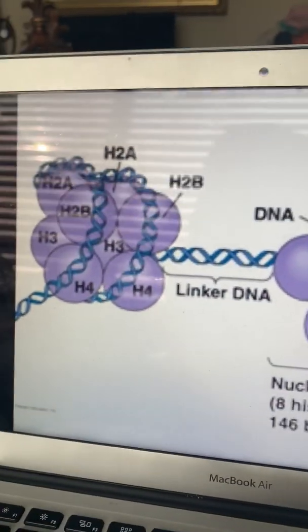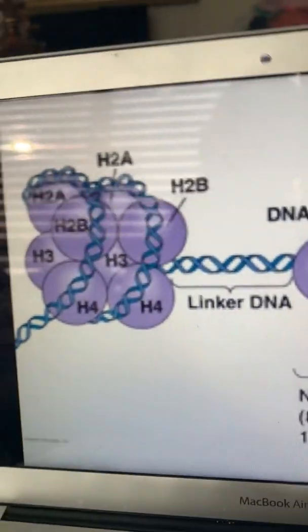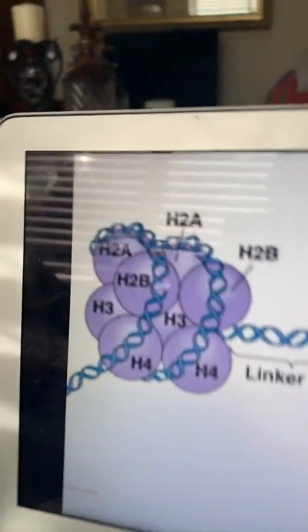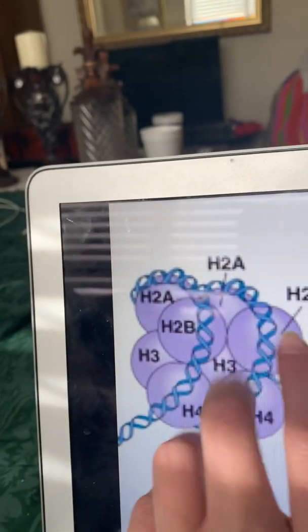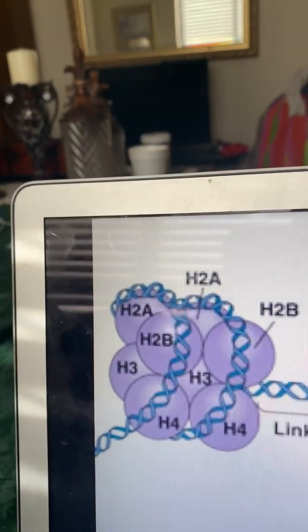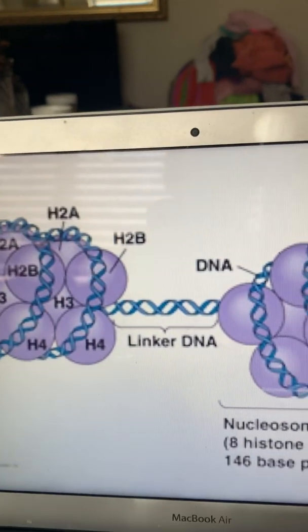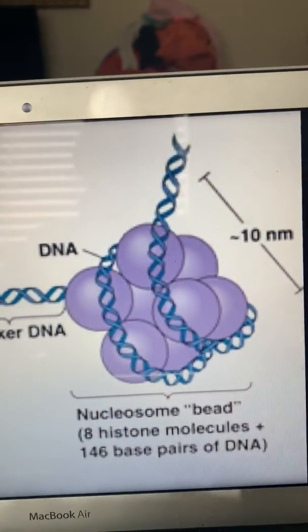So here's a little bit better image of what is happening. The DNA is wrapping around those histones because it's negative, and these are able to combine because of the charges on it to create nucleosomes.